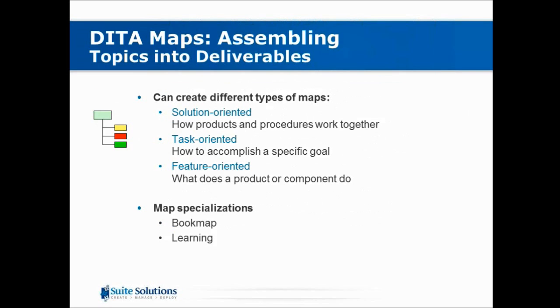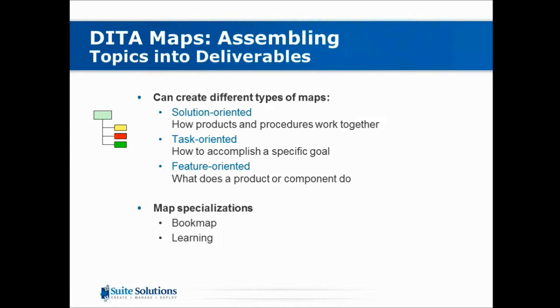Now, the cool thing about maps is that you can create deliverables, but you can create different types of deliverables. Some people like to organize their content in a solution-oriented ordering, or some folks like to use task-oriented or feature-oriented. And the truth is you can do any kind. You can write your topics once and then order them any way you want for any type of deliverable.